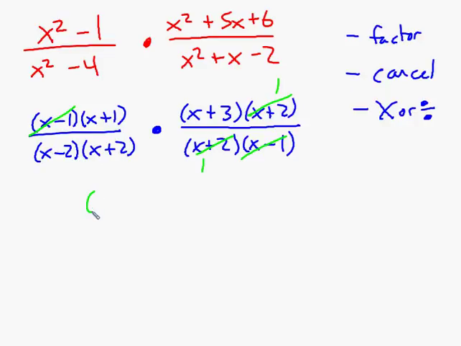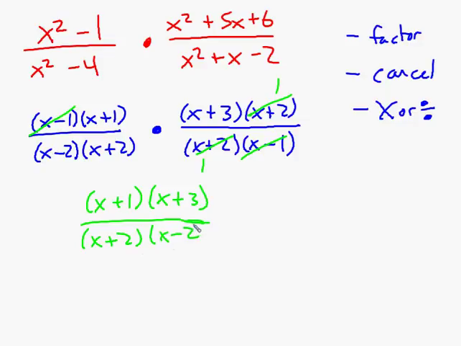All right, so top, x plus 1, x plus 3, x plus 2, x minus 2. Now, depending upon our directions, we might leave it like this or we might multiply out. It just depends. So for now, we'll just leave it in factored form. This is called factored form, by the way.